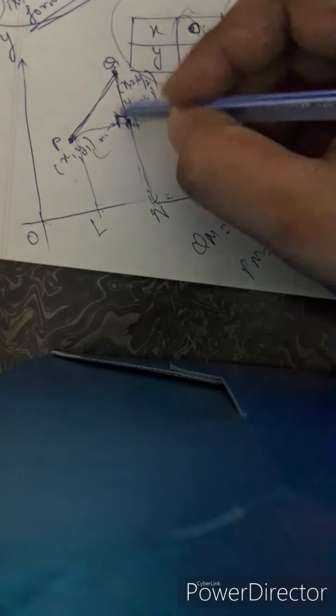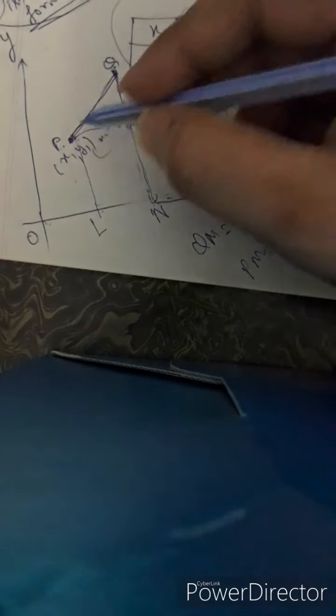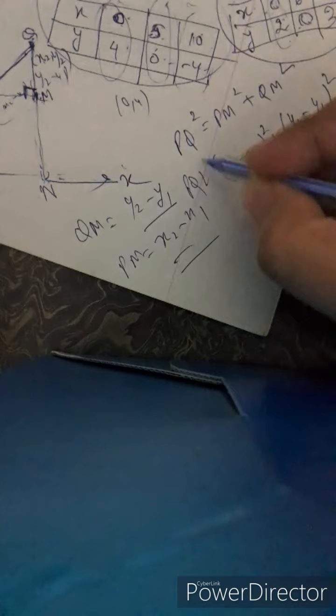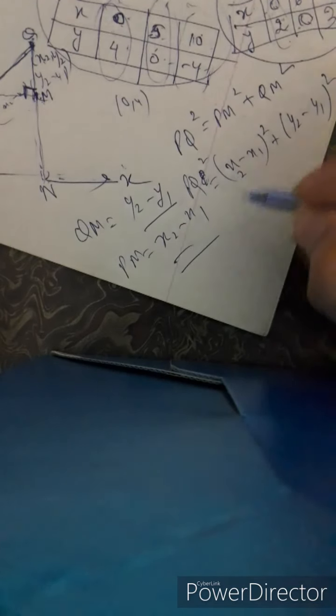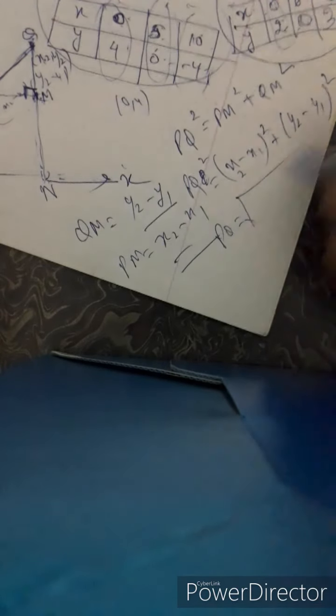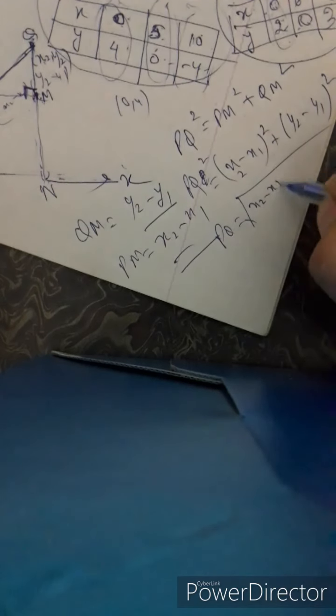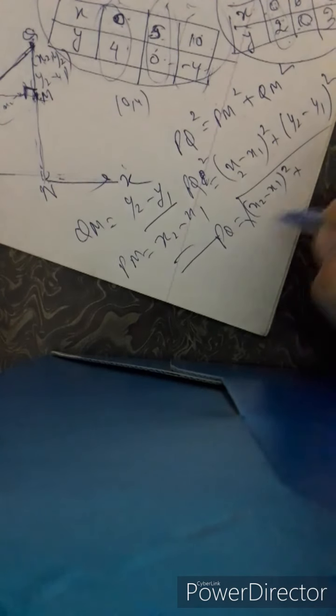At angle M, angle PMQ is a right angle triangle, so PQ becomes the hypotenuse. Therefore, applying Pythagoras theorem, PQ square equals PM square plus QM square. So PM square is (x2 minus x1) whole square plus (y2 minus y1) whole square. So PQ equals root under (x2 minus x1) whole square plus (y2 minus y1) whole square.